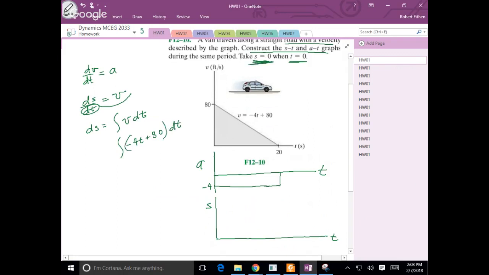And he said s is equal to 0 when t is equal to 0, so these match. And then this is s and ds. So what you get on the left side is s. Then what you get on the right side is -4t squared over 2, which I guess I could just easily have taken that out, plus 80t.